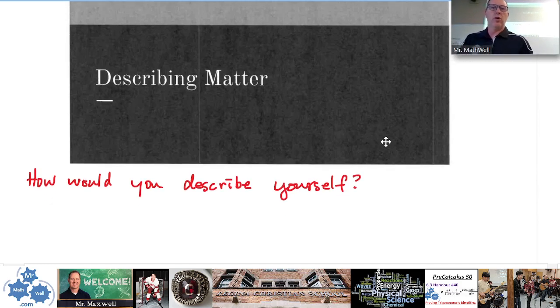In the space below, I am going to do a little exercise with you, and I'm going to ask you, how would you describe yourself? So I'm going to get some different responses from around the room. Give me one word that you would use to describe yourself. Anything. Let's take a random sample.